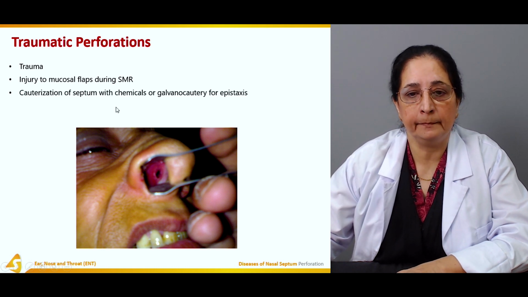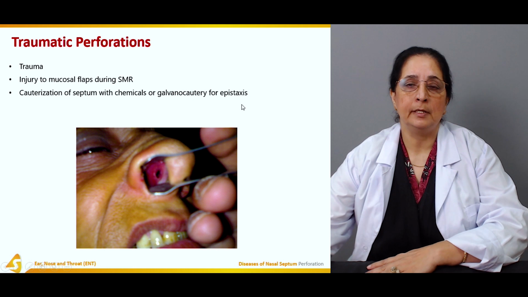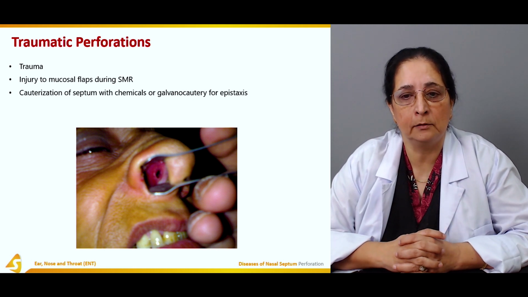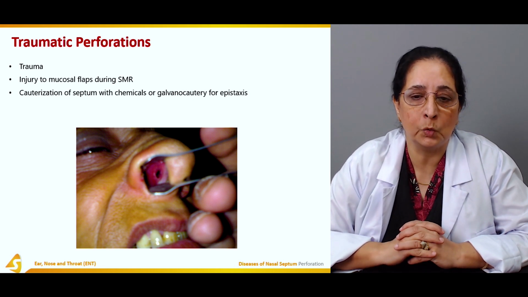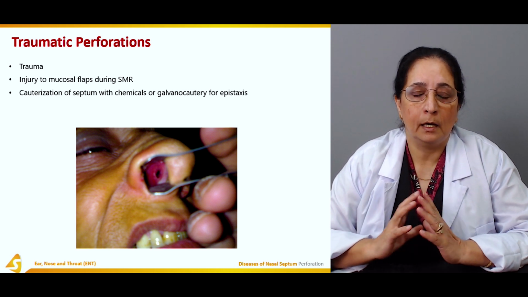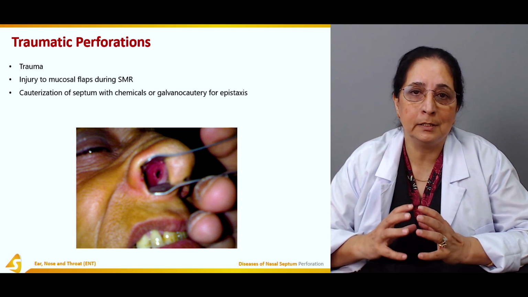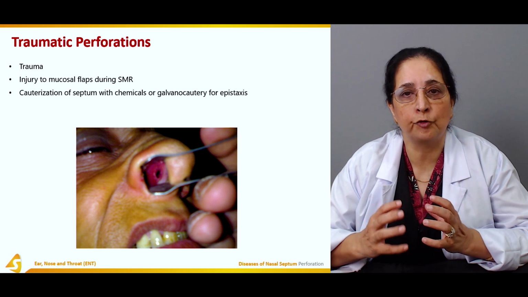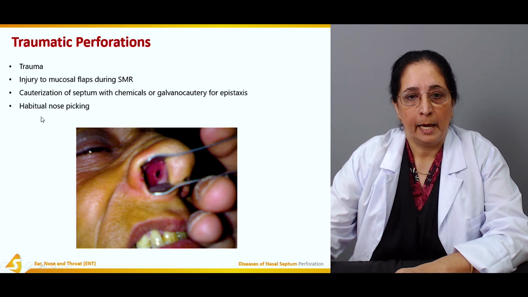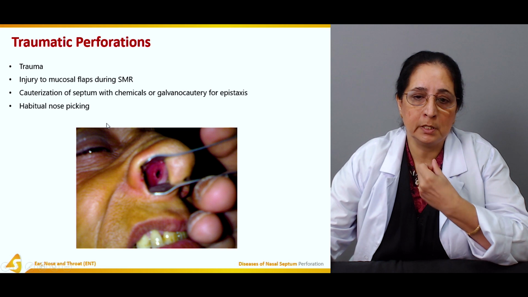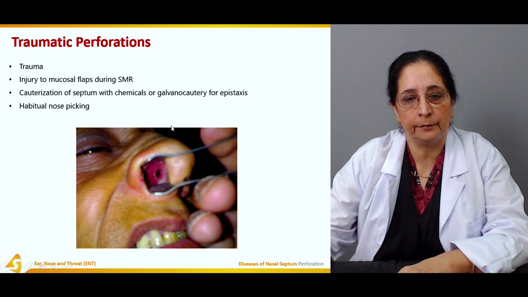Cauterization of septum with chemicals or galvanocautery for epistaxis. So if there is cauterization performed, or if there is galvanocautery which is done for epistaxis or bleeding from the nose, all these can cause perforation, and all these are known as traumatic perforation because they are mainly a result of trauma to the nasal septum. Habitual nose pricking. If the nose is constantly pricked, that can cause nasal perforation or septal perforation also.